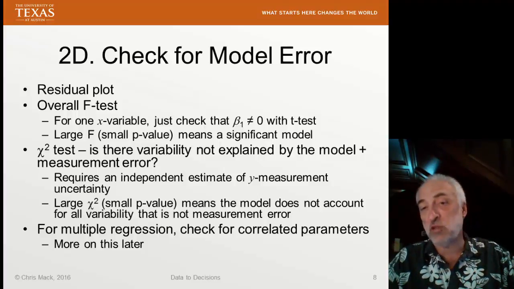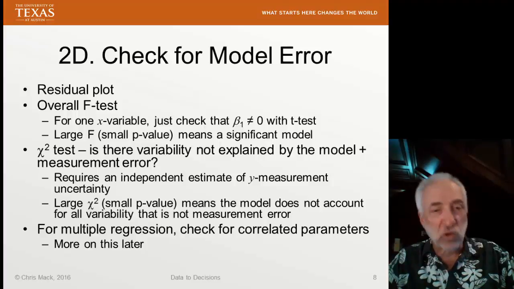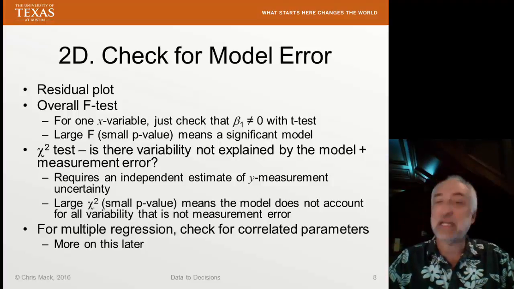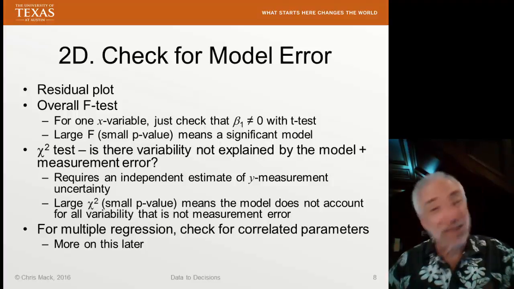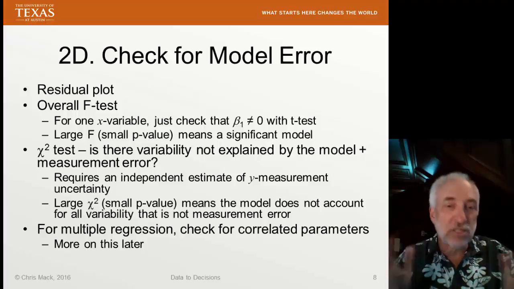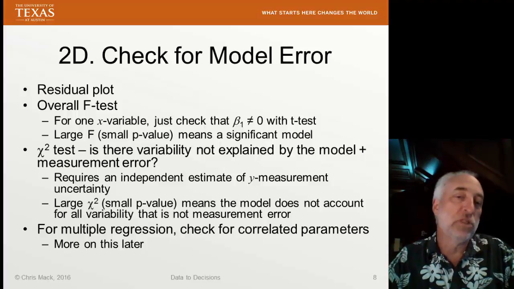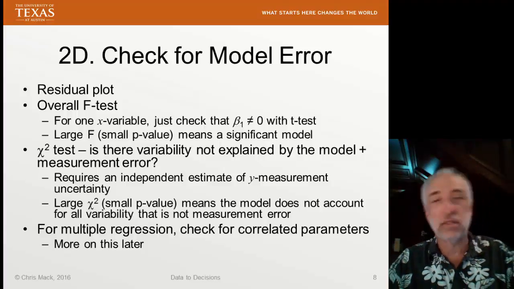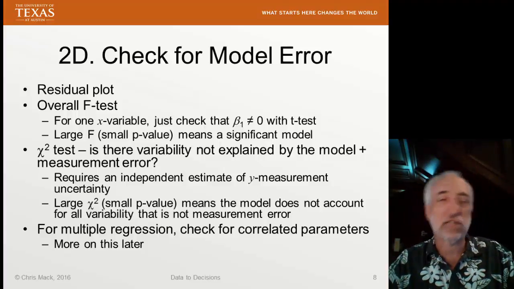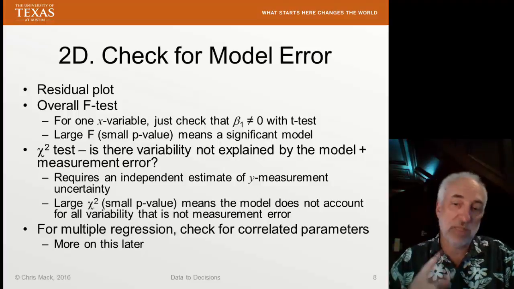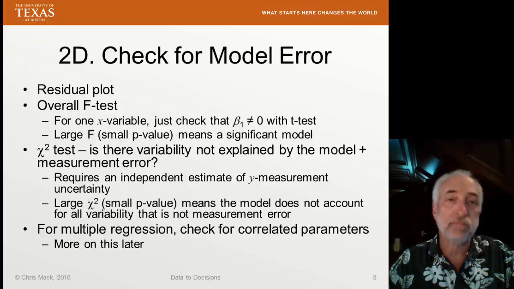When we do multiple regression, we're going to have to check for something else, which is correlated parameters. But that's a subject we're going to talk about next. This is the first part of the class where we're only doing bivariate regressions, one predictor variable. But later on, we're going to have to worry about some other things. So keep that in mind for the future.